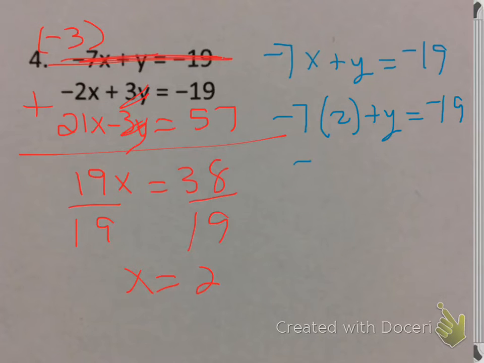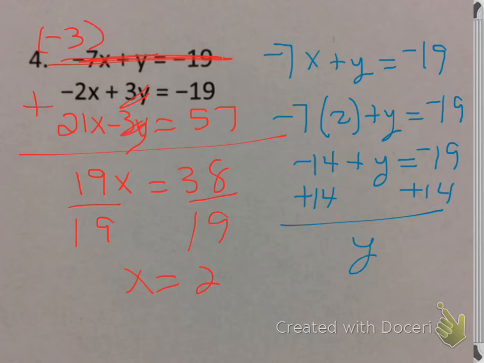Negative 7 times 2 is a negative 14. So negative 14 plus y equals a negative 19. I'm going to add the 14 to both sides, and I get y equals negative 5. So my ordered pair solution is my x comma y. So 2 comma negative 5.